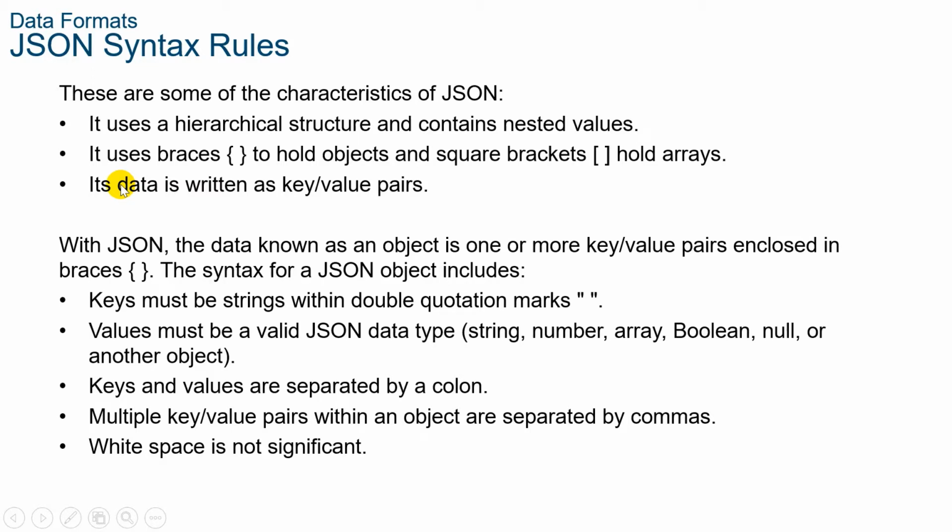In JSON, the data known as an object is one or more key value pairs in curly braces. The syntax for JSON objects includes: keys must be strings within double quotation marks. Values must be a valid JSON data format like string type, number type, array, boolean, null, or another object. Keys and values are separated by a colon. Multiple key value pairs within an object are separated by commas. White space is not significant.